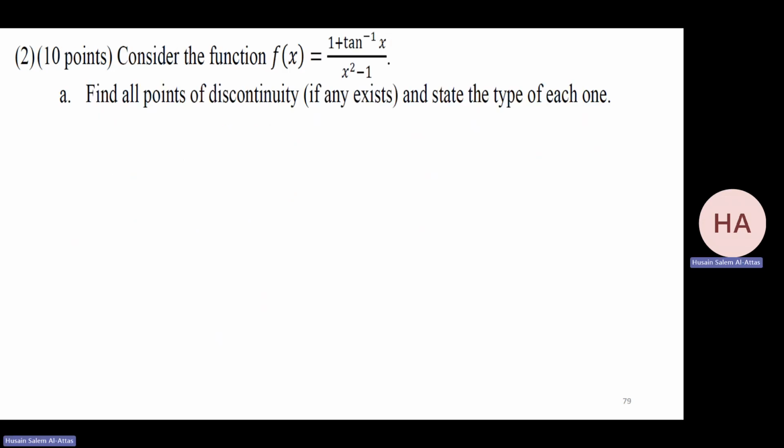Find all points of discontinuity if they exist and state the type of each. Now, discontinuity. Here, do we have any discontinuity? No, this function is continuous. So the only thing I need is this one.